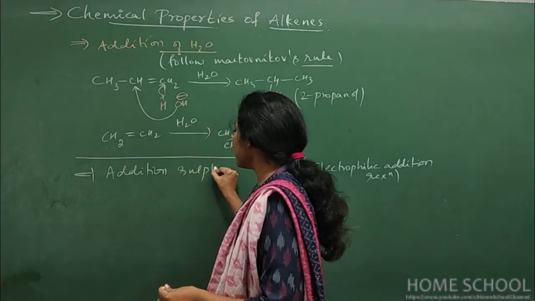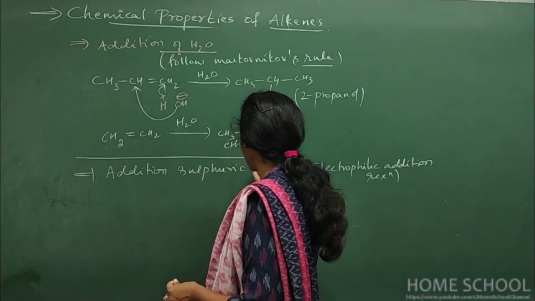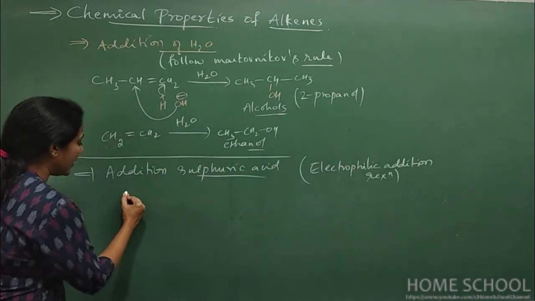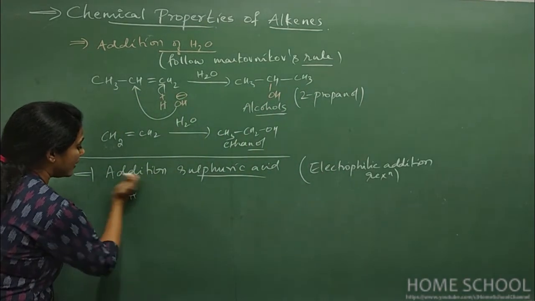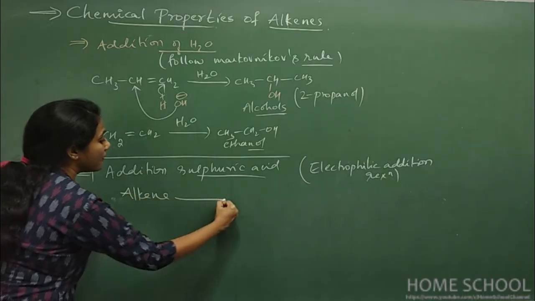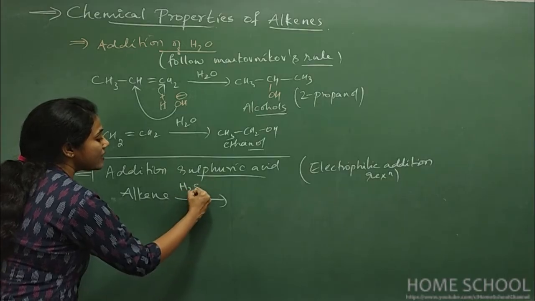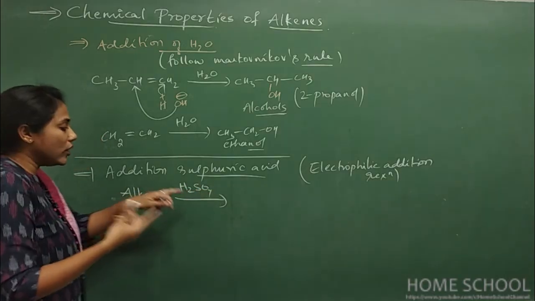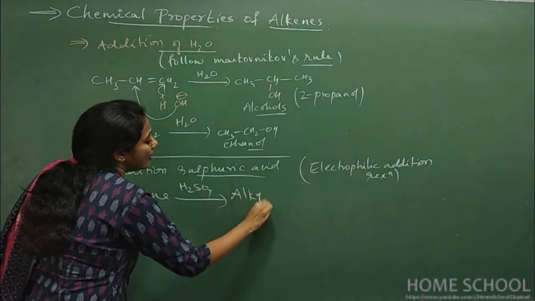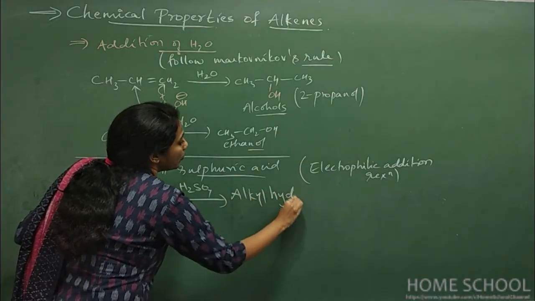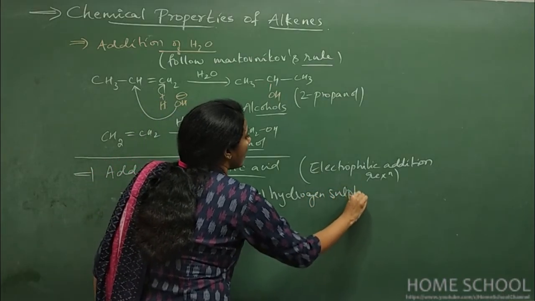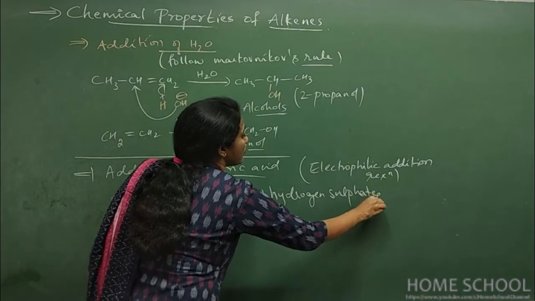sulfuric acid. Addition of sulfuric acid, guys. So for alkene, let me write the general equation now. For alkene, whenever you add cold sulfuric acid, you will get alkyl hydrogen sulfates. Alkyl hydrogen sulfates you will get.